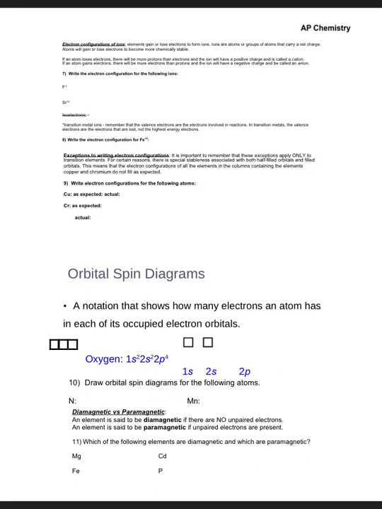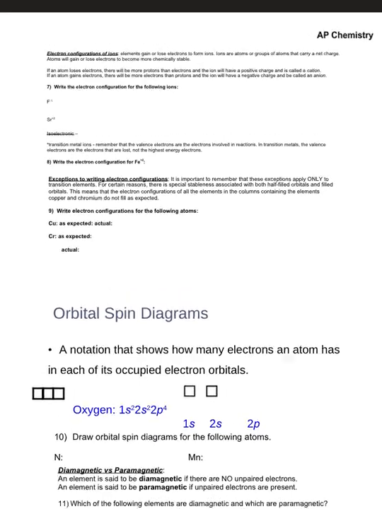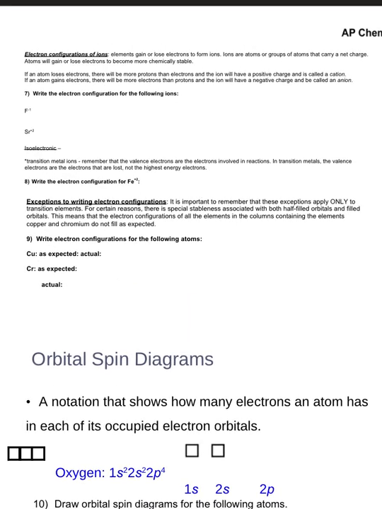Okay, so now let's talk about electron configurations of ions. Remember, ions have different numbers of electrons, because they're either going to gain or lose electrons to make the ion. So they carry a net charge, and we have to pay attention to their charge when we're writing their electron configuration.